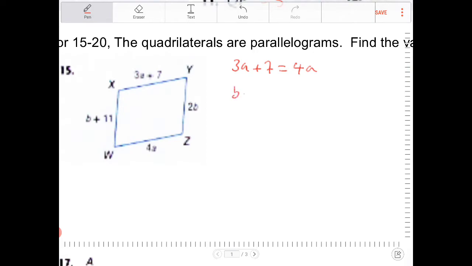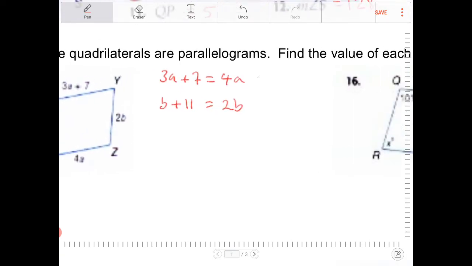This is b plus 11 is equal to 2b. Again, we solve for a and we solve for b. So we subtract 3a from both sides. We end up with a is equal to 7. We subtract b from both sides. We end up with b is equal to 11.